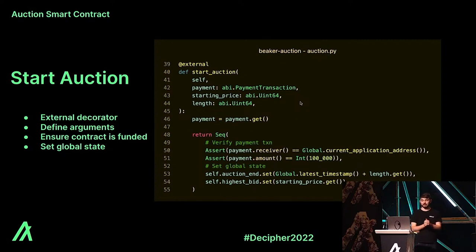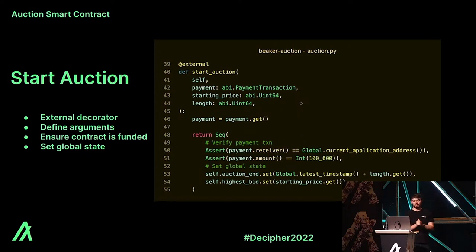And then finally, we have length. So as I mentioned, on Algorand, you can get the time by looking at the timestamp of the last block. So what we're doing here is passing in a number of seconds that we want our auction to last, and then when the end should be.